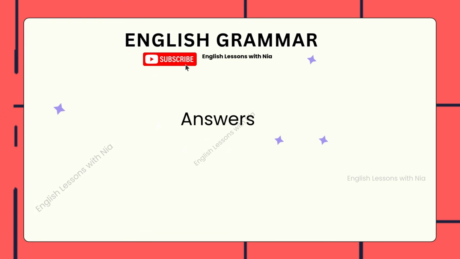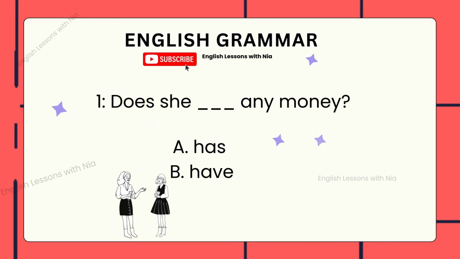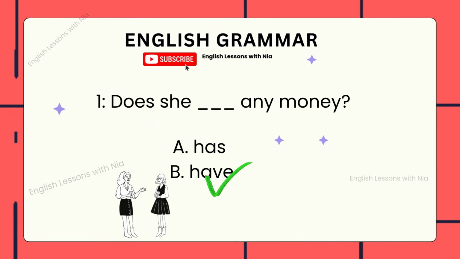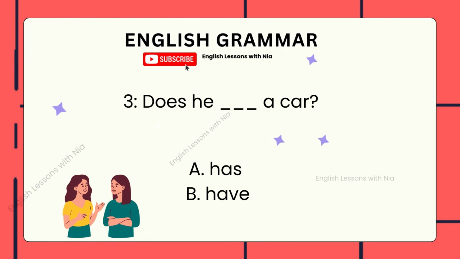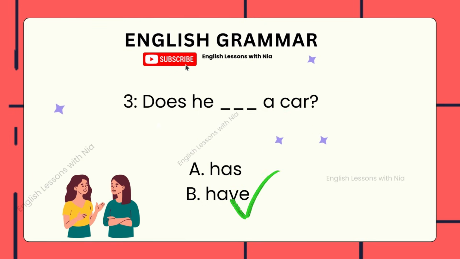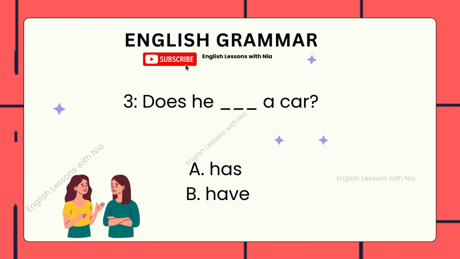And the answers are, does she have any money? So B is the correct answer. Yes, she has. A is the correct answer. Does he have a car? B is the correct answer. Did you get all the answers correct?